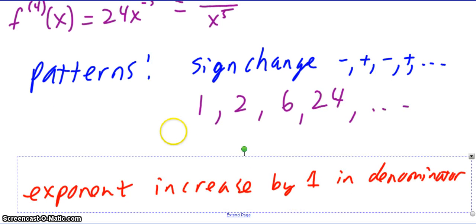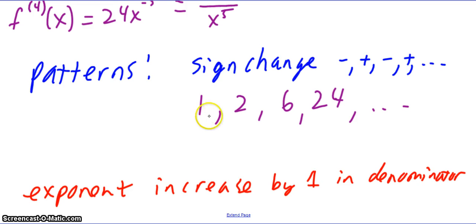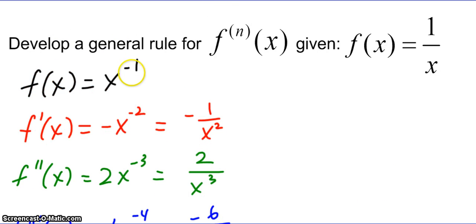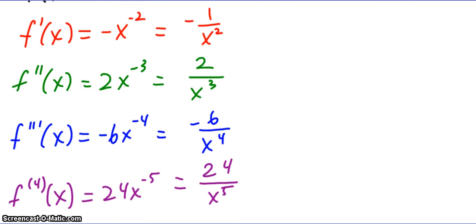well, these numbers are increasing 1, 2, 6, and 24. Well, where did those come from? Notice the first one, the coefficient was 1 of the function, and I multiplied that by a 1. So that stayed 1. Now I multiplied it by a 2, so it became 2. Now I multiplied the 2 by a 3, so it became 6. Now I multiplied the 6 by a 4, so it became 24.